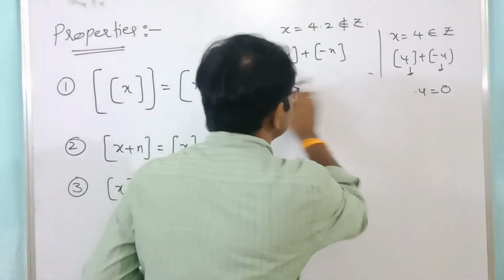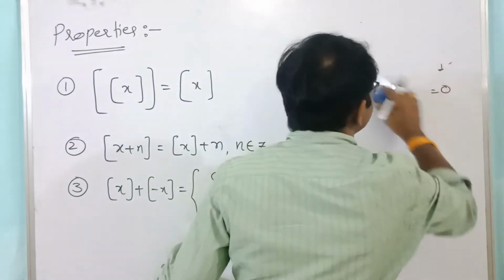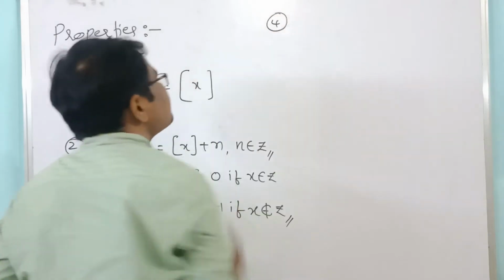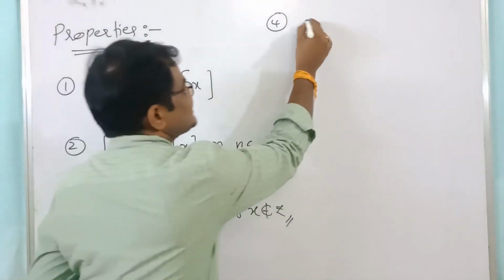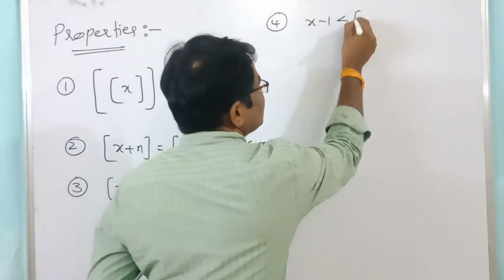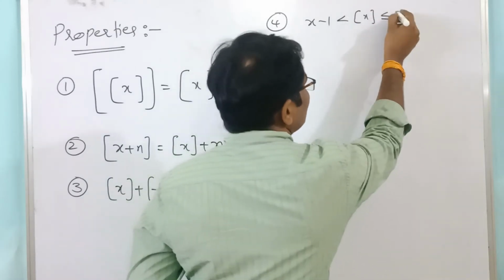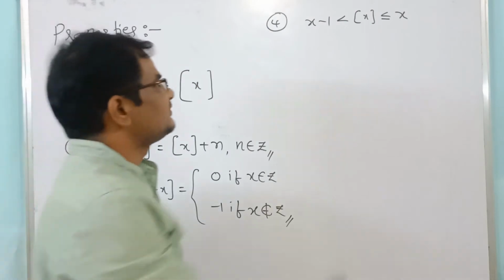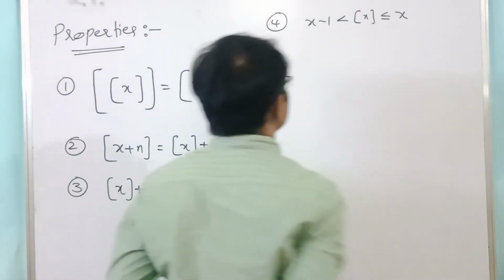Okay. Next, the fourth one: x minus 1 less than the greatest integer of x less than or equal to x. Take any x value, any real number, and definitely it satisfies this condition.